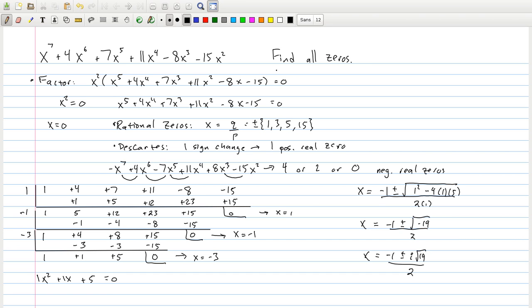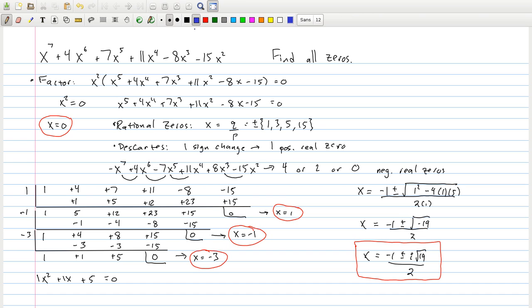Now we were originally asked to find all the zeros of this polynomial. Let's count the ones that we have so far. We found x equals 0 initially. Then with synthetic division we had x equals 1, x equals negative 1, x equals negative 3. So that's 4 answers so far. And then we have 2 answers that are complex conjugates. That gives us 6 answers, but we need 7 because this is a degree 7 polynomial.